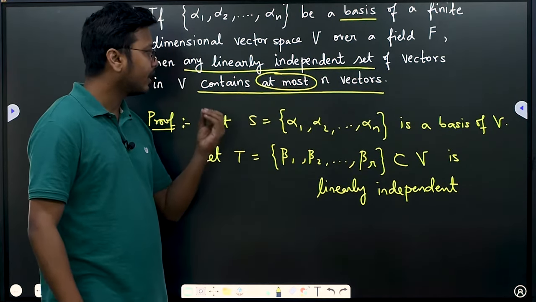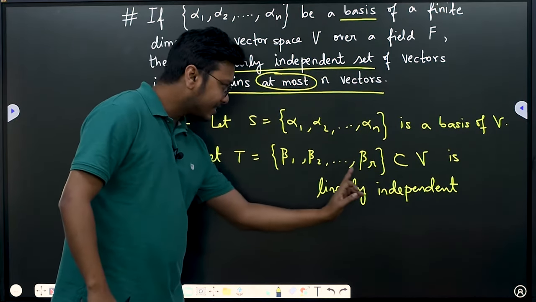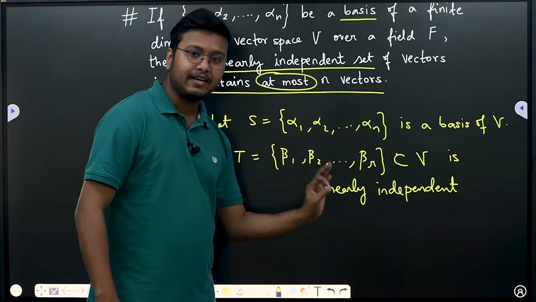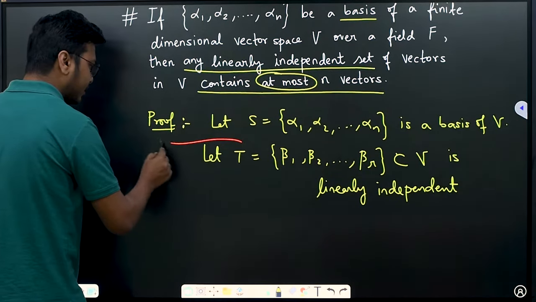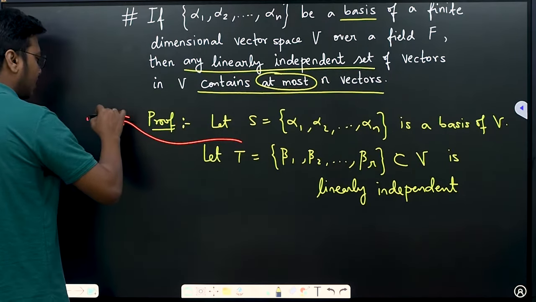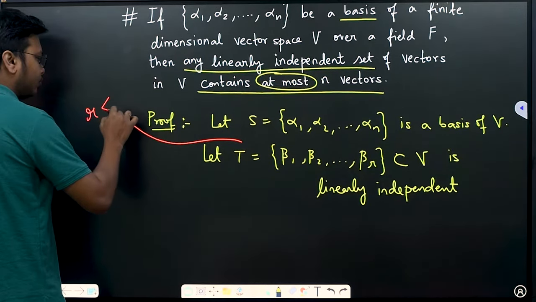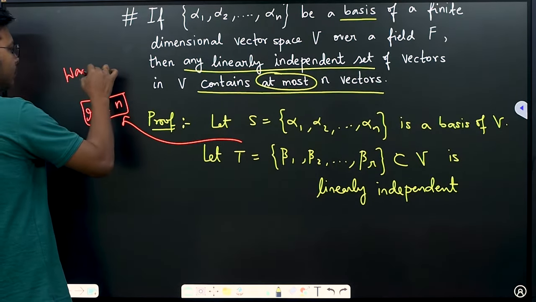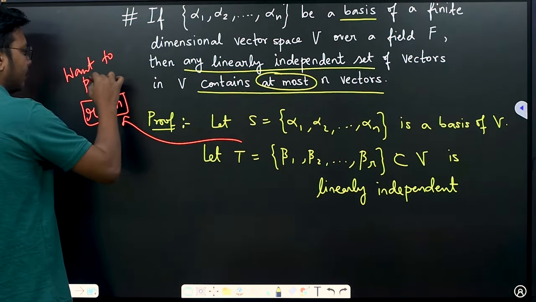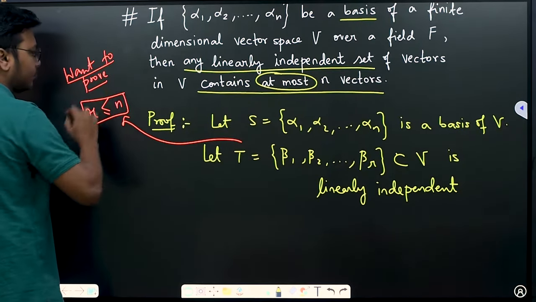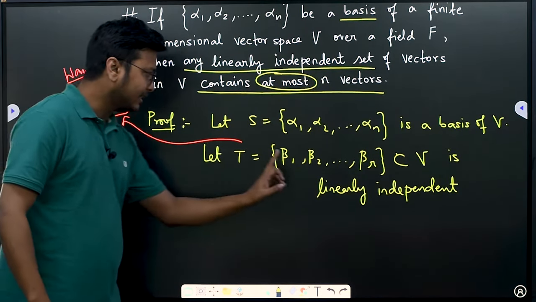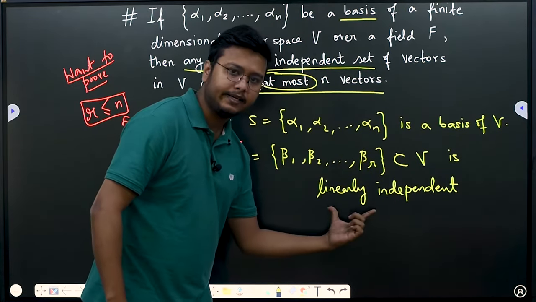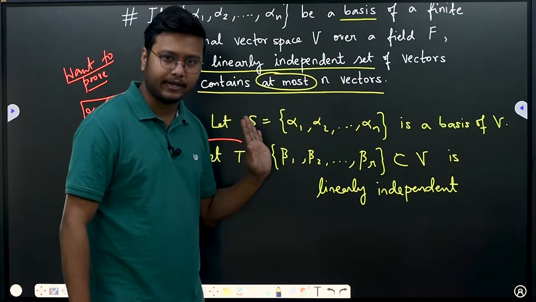So what I want to prove is that this set can have at most n number of vectors. That means my proof here stands like this, that I want to show that the index r has to be less than or equal to n. This is what I want to prove. So if I'm able to show that this r index is less than or equal to n, that means the T set, which is a randomly taken linearly independent set, contains at most n vectors. Okay.